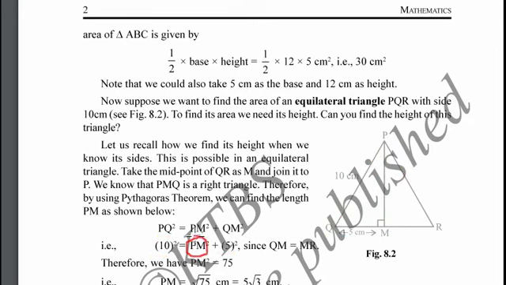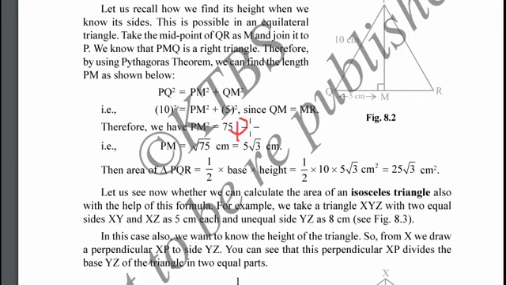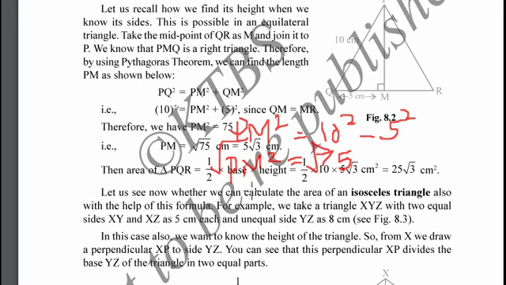This is what we need to find. So PM square is equal to 10 square minus 5 square. 10 square minus 5 square is equal to 100 minus 25, which equals 75. PM square is equal to 75. Apply square root on both sides of the equation. We will get the side length PM, which is equal to square root of 75.